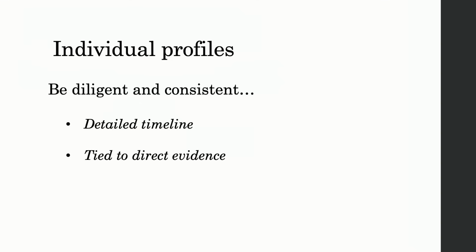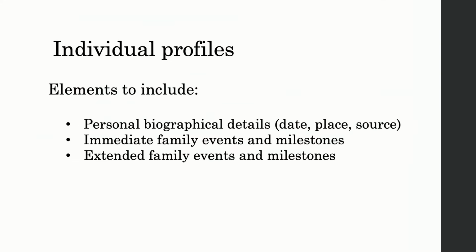Here are some elements to consider including in those individual profiles. Your personal biographical details: dates, birth date, marriage dates, places, what source, what evidence you have of that information. Family events and milestones for someone's immediate family. It's very, very difficult for two women named Sarah to give birth to a son 3 months apart. Knowing that in the timeline helps you identify which Sarah might be your Sarah. These are the specific clues that you look for within that immediate family.